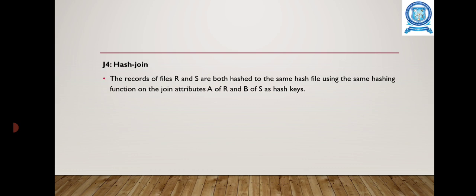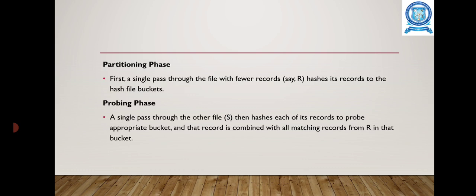Next one is J4, hash join. The records of R and S are both hashed to the same hash file, using the same hashing function on the join attributes A of R and B of S as the hash keys. Next one is the partitioning phase. Partitioning phase means first a single pass through the file with fewer records hashes its records to the hash file buckets. The assumption is that the smaller file fits entirely into memory buckets after the first phase.